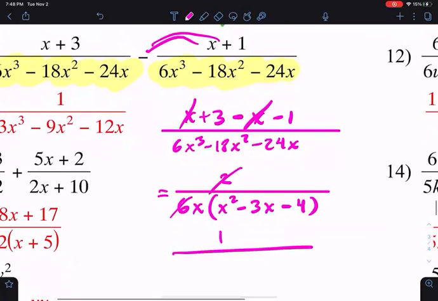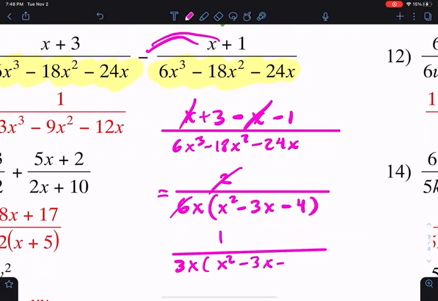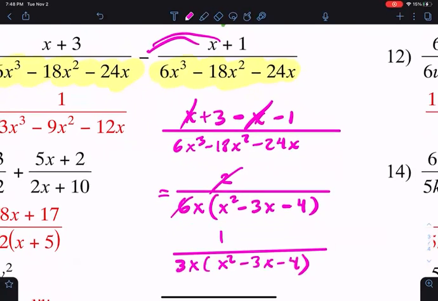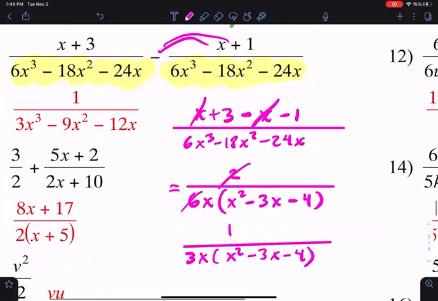So you get 1 over 6 by 2 is 3, right? And we have 3x, x squared minus 3x minus 4. Can you do anything else here? No. What they did is they distribute this back, right? That's all they did. You don't need to do that, because it doesn't matter if you expand it or you leave it like that. You cannot simplify further. So that's the answer.